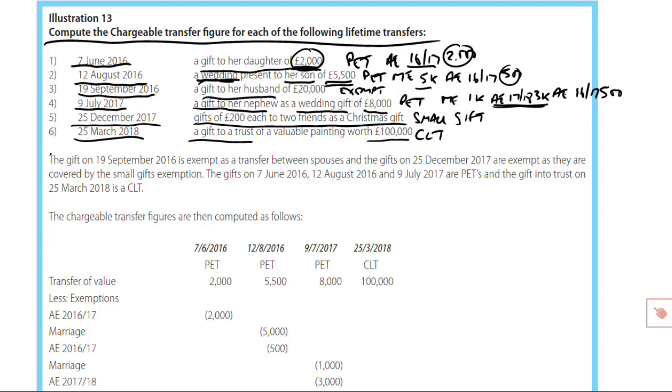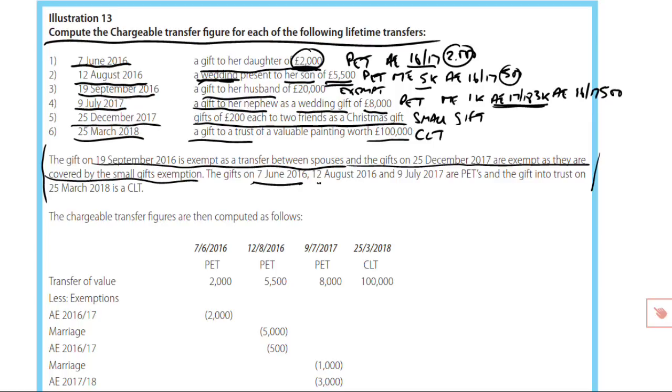Now there's a summary here of what we've said about the analysis of those transfers. The gift on the 19th of September 16 is exempt as a transfer between spouses, and the gifts on the 25th of December 17 were exempt as they were covered by the small gifts exemption. June 16, August 16, July 17, they were PETs. And of course the final 25th of March 18 gift into trust, that was a CLT.